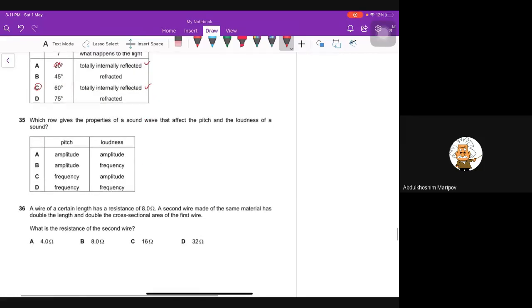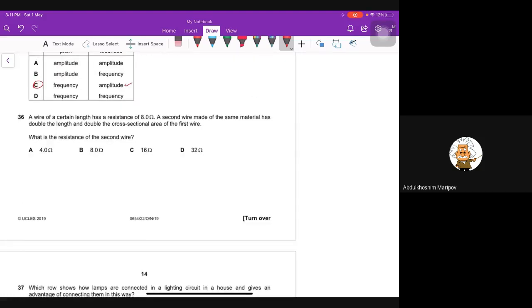Which row gives the properties of a sound wave that affect the pitch and the loudness? Pitch is frequency, and loudness is amplitude. So it's C.